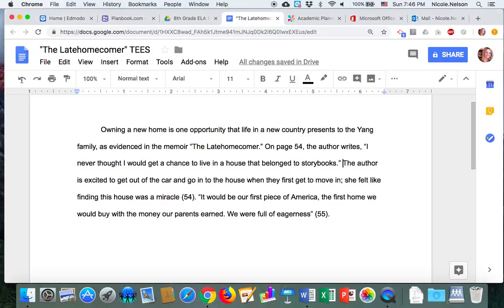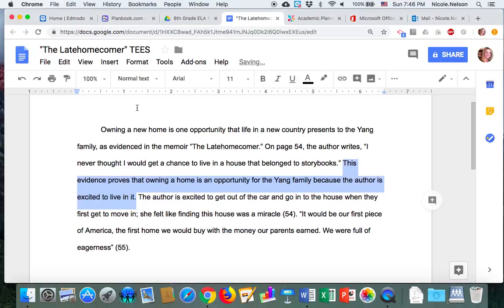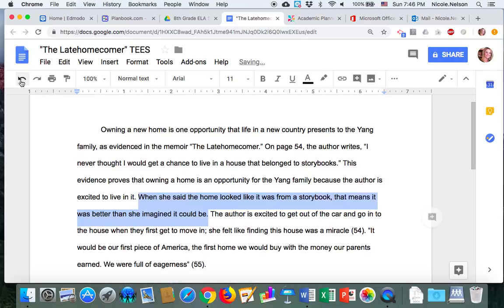I have this evidence proves that owning a home is an opportunity for the Yang family because the author is excited to live in it, referencing obviously the home. So I have my evidence, my explanation comes after it. I feel like I need to explain a little bit more, so I continue on saying, when she said the home looked like it was from a storybook, that means it was better than she imagined it could be. So I'm explaining that that's a positive thing. That's what makes it an opportunity.